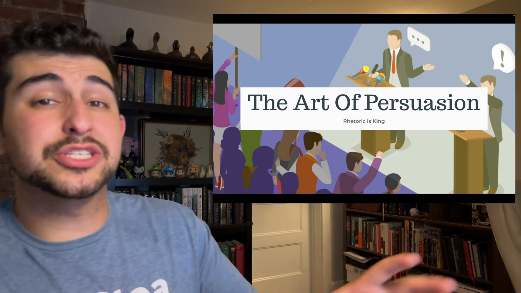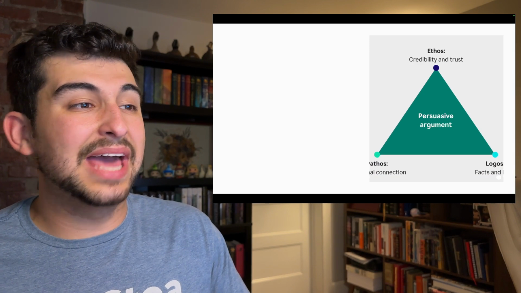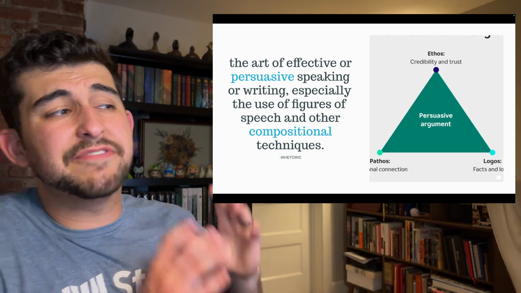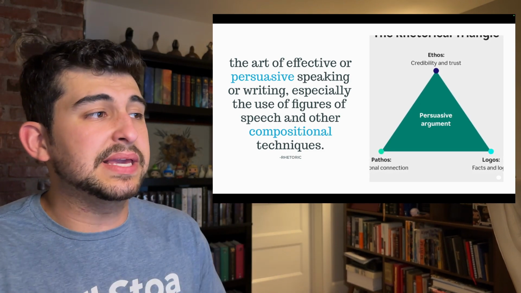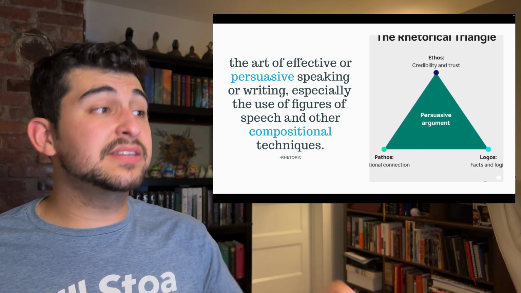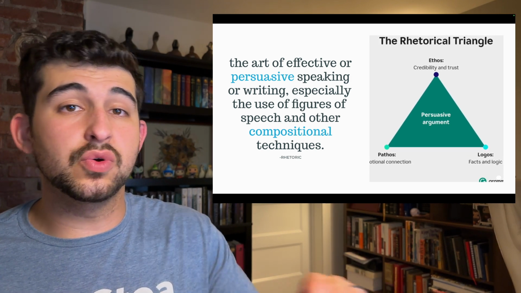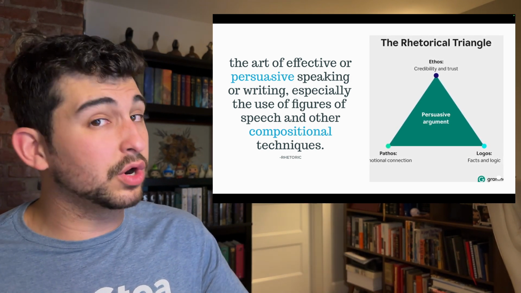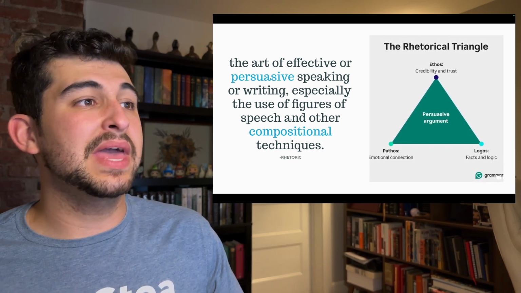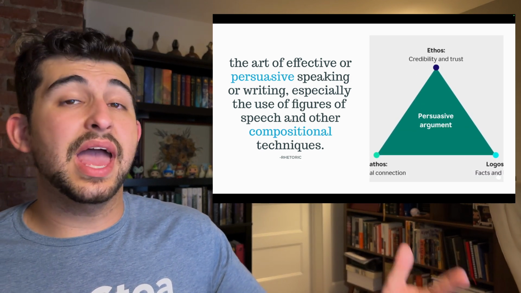So the art of persuasion, we have to remember that rhetoric is king. And when it comes to rhetoric, we of course are talking about the art of effective or persuasive speaking or writing, especially the use of figures of speech and other compositional techniques. And of course, on the screen to the right here, we have the rhetorical triangle based off of 3 key things that I know you guys have heard of before. And that's really what we're going to be talking about today: ethos, pathos, and logos.